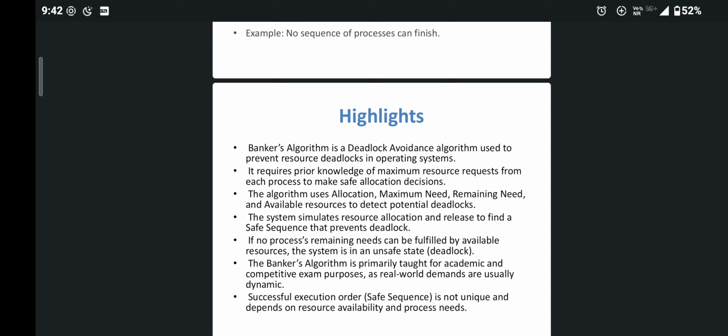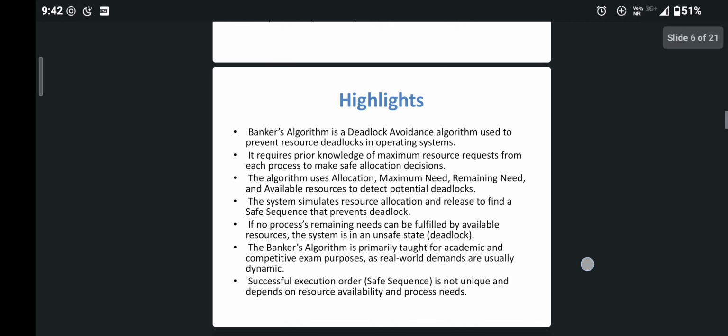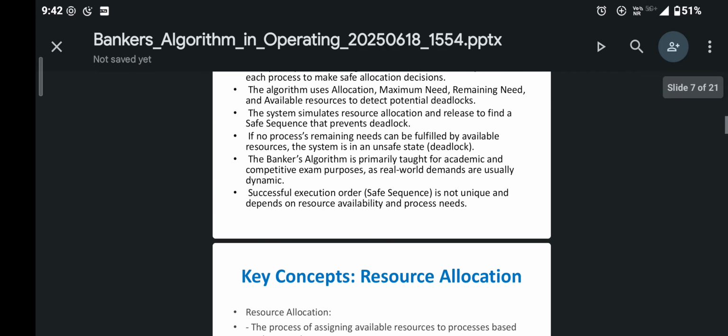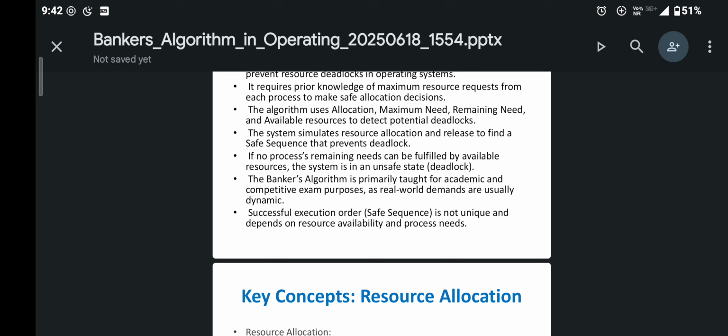Okay, Banker's algorithm mainly has 6 prerequisites. First is allocation, second is availability, third is maximum allocation, fourth is need, fifth is work, and sixth is finish. So we will see how these prerequisites work.